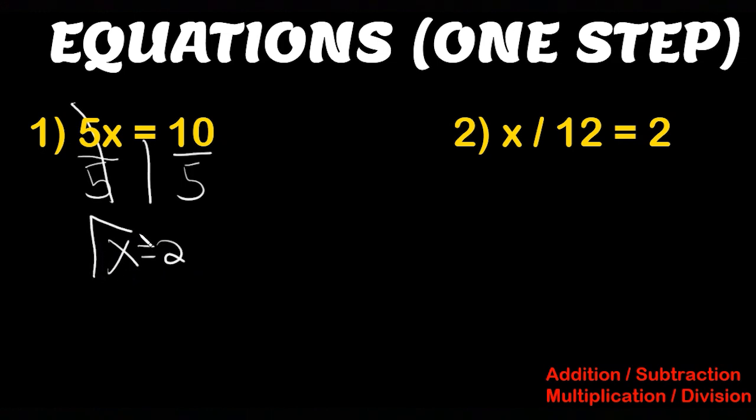Now, if you really want to, you could check it. How do you check it? You go back to the original. And wherever you see an x, you're going to plug in a 2. So I'm going to do 5. And remember, this is multiplication. So I determine that x is equal to 2. So I'm going to plug in a 2 here. And I'm going to multiply.